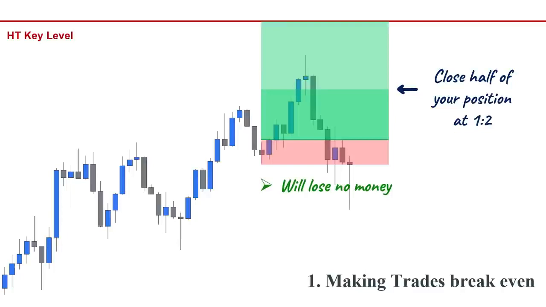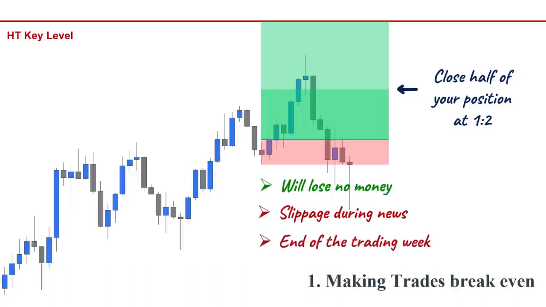Then you can just let the trade run with no pressure and wait for the price to hit your long-term target or close it when it is necessary. For example, close it when the market might run into slippage during the release of high-impact news or at the end of the trading week.